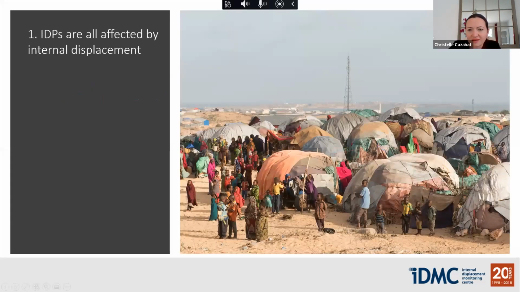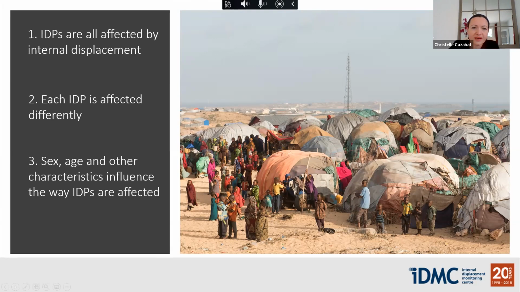Behind this work was one underlying argument that all IDPs are affected by internal displacement. We need to know where they are and how many there are to even start supporting them. But 4 years ago, we started digging deeper into this argument. And this was the first step towards an intersectional approach to data on IDPs. We knew that all IDPs were affected, but also that each IDP is affected differently. Some people are only displaced for a few weeks, while others remain displaced for decades and live in very severe conditions. So going beyond the number of IDPs is essential to understand the kind of support they need.